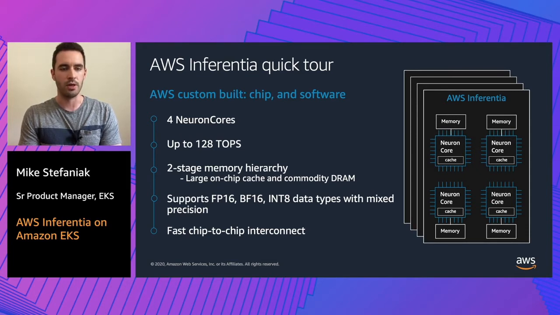And each Inferentia chip has 4 of what we call Neuron cores, which is a high-performance systolic array matrix multiply engine, which is the type of operations that a machine learning model is doing behind the scenes. And each one of these cores has a large on-chip memory cache, which allows us to load more of the model into memory so you're not reading it from disk and you get faster performance. We also have a fast interconnect technology that allows us to do really quick networking between each of the cores. And so that allows for inferencing at scale where you're not having networking as the bottleneck.